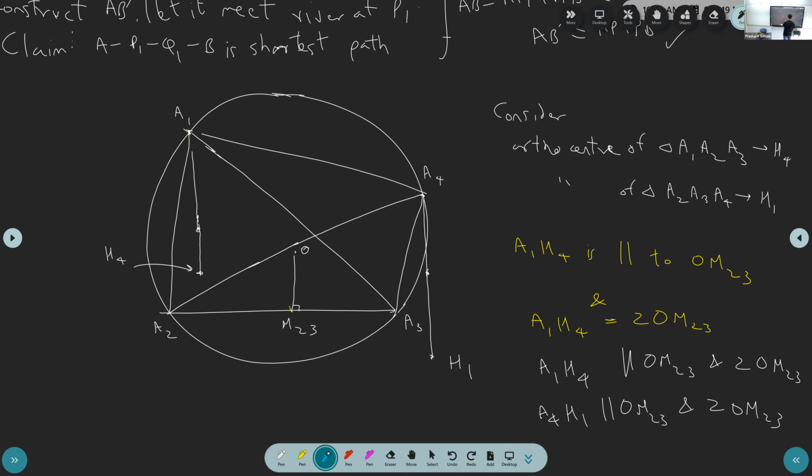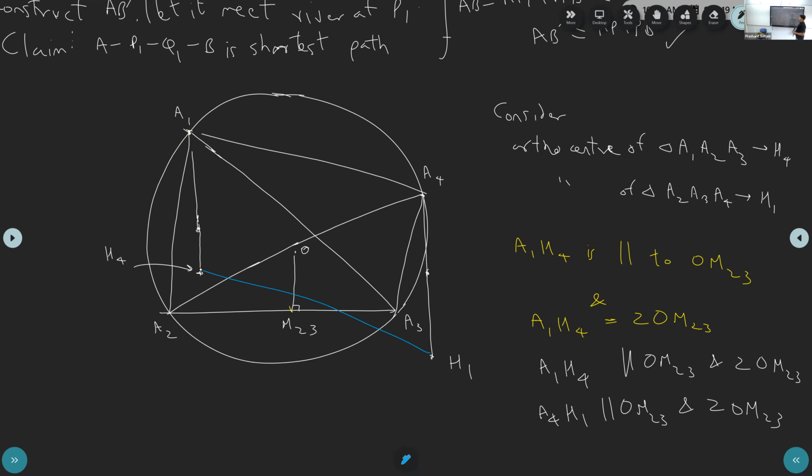And therefore, what can you say about the line H1 H4? Because they form a parallelogram, H1 H4 is also equal and parallel to A1 A4, right? So do you see that we are talking about translation only here? We are taking the A1 A4 segment and translating it downward through the vector which is twice of OM23.